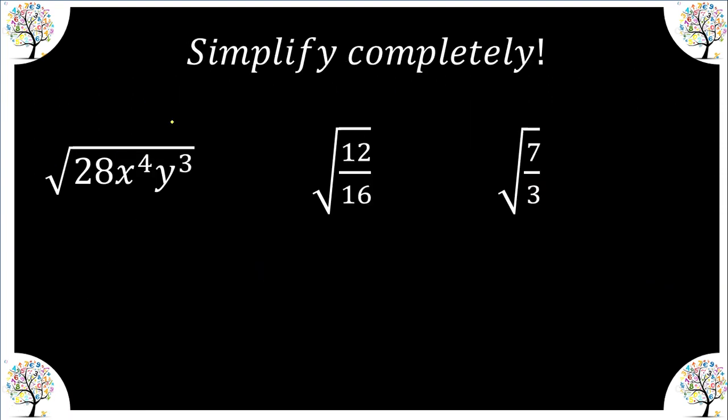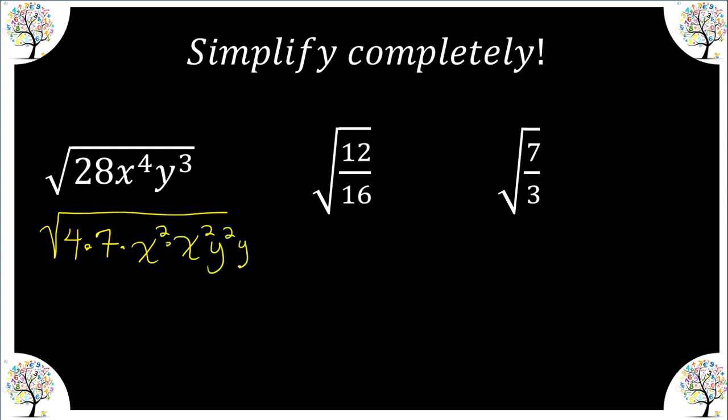Okay, let's simplify these. We have the square root of 28x to the fourth, y to the third. I'm going to break this down. So our perfect square is 4, 4 times 7. We can break down x to the fourth into perfect squares. And then y to the third has 1 perfect square embedded in it. I want to take the square root of 4, which is 2. I want to take the square root of x squared, which is x. I want to take the square root of another x squared, which is another x, so that's 2 x's. And then I'm going to take the square root of y squared, which is y, leaving me with a radicand of 7y.